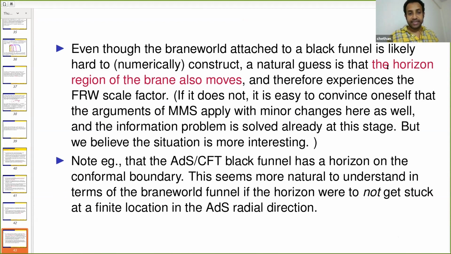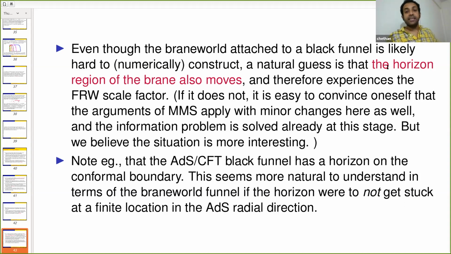So this is the stuff that I said, which is that because the brane is moving, you have a natural FRW scale factor, and the place where the funnel is attached to the island is attached to the brane, there is a time dependence, and that time dependence will actually make the entire contribution time dependent. The question is how do we extract the black hole part of the entanglement entropy.